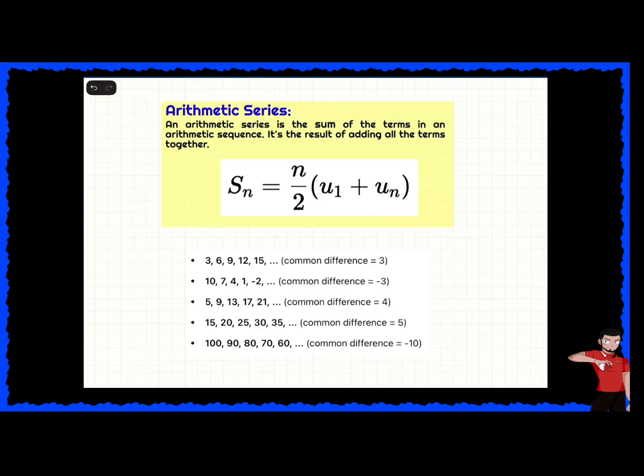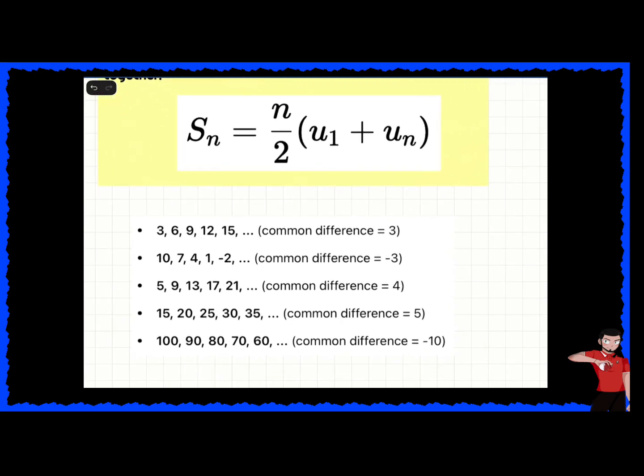When we have an arithmetic sequence, it's because we have this situation. Arithmetic is when we add or subtract the same amount again and again and again. For example, here we have from 3 to 6 to 9 to 12. We are adding 3. So this 3 is known as the common difference.